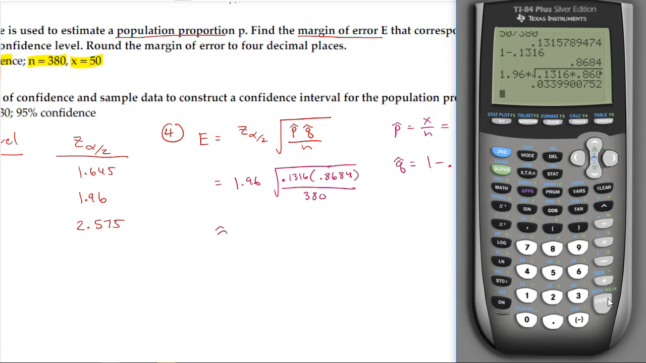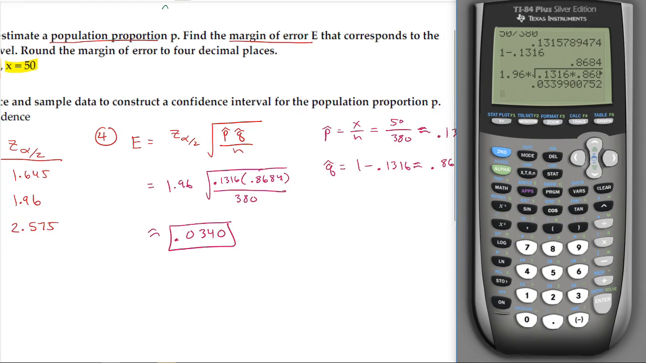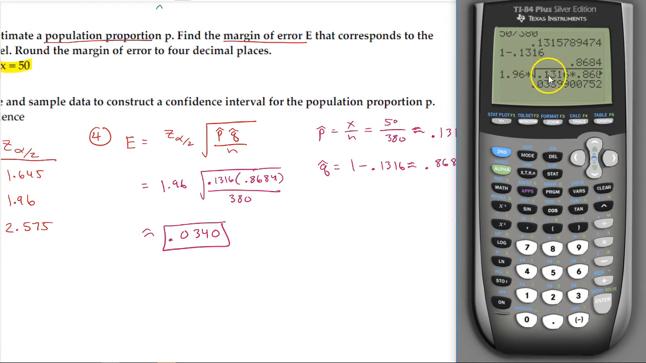So the margin of error would be approximately equal to 0.0340, rounded to 4 decimal places. So now you might ask, when I was evaluating this, how come I didn't separate this with parentheses?